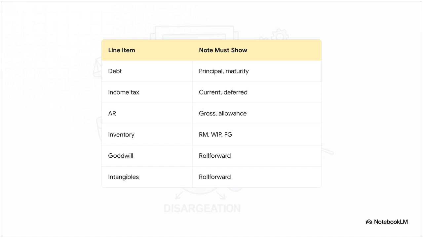For accounts receivable, we need to see the gross receivable, the allowance for credit losses roll forward, and any concentration of credit risk. Inventory needs to be sliced up by raw materials, work in process, and finished goods. Intangible assets and goodwill need detailed roll forwards. And income tax expense has to be split between current and deferred, complete with an effective rate reconciliation. It's exactly this granular level of detail that transforms a simple, flat summary into a truly actionable financial document.